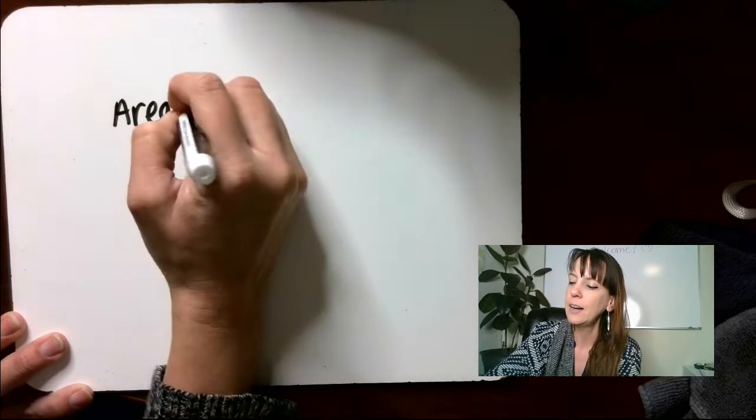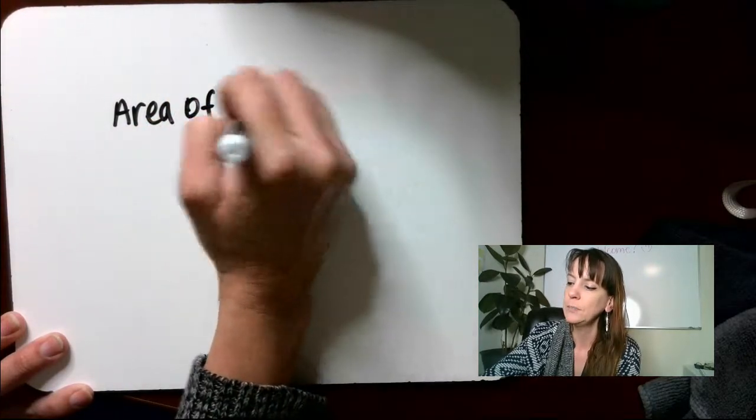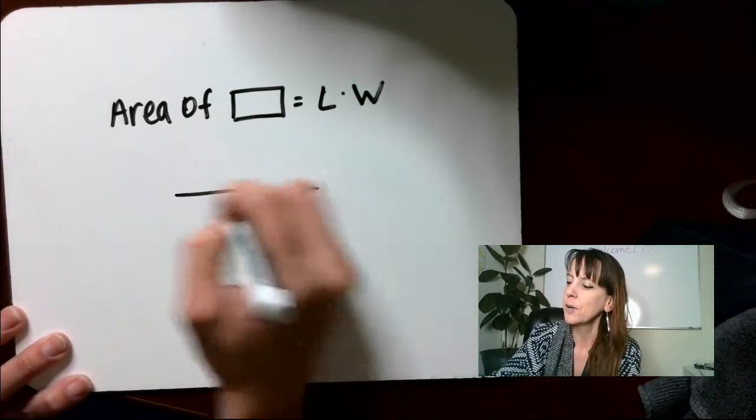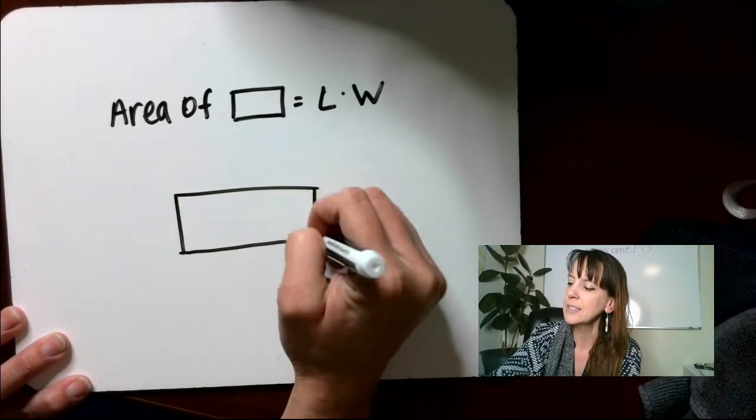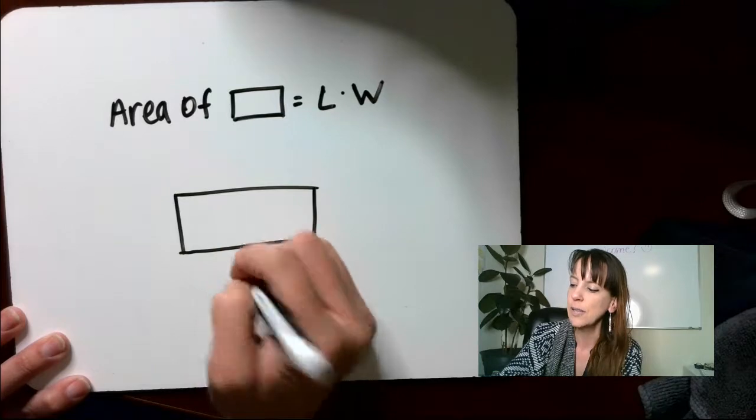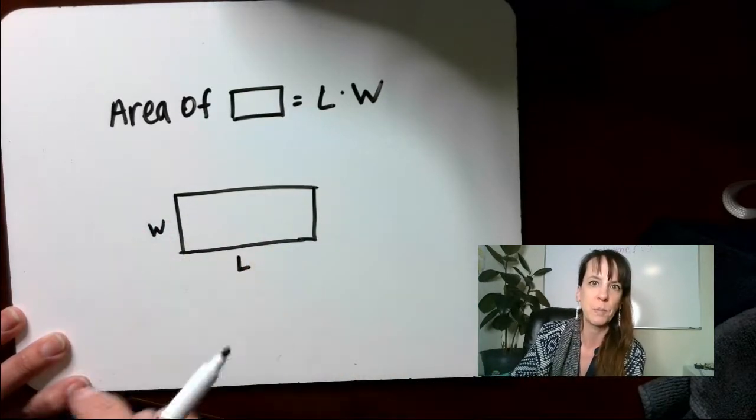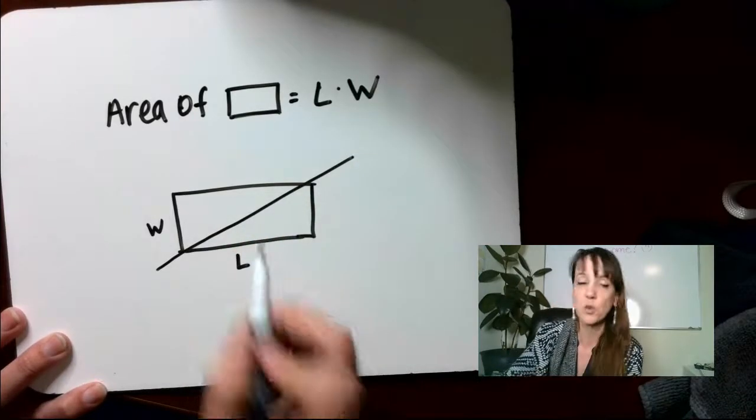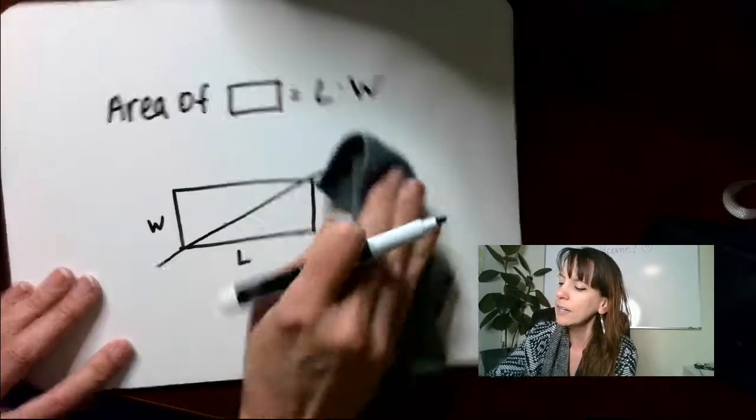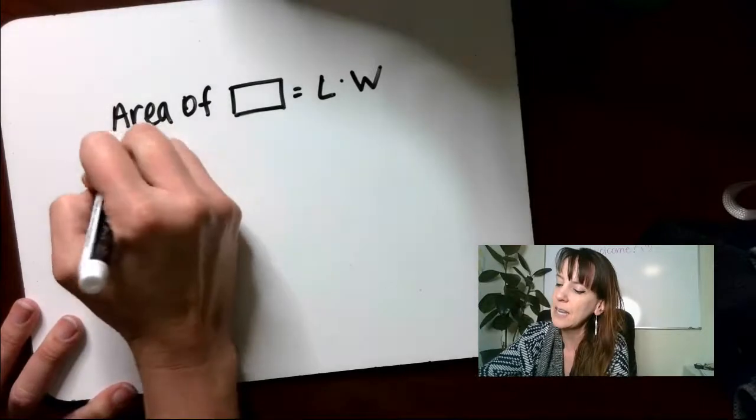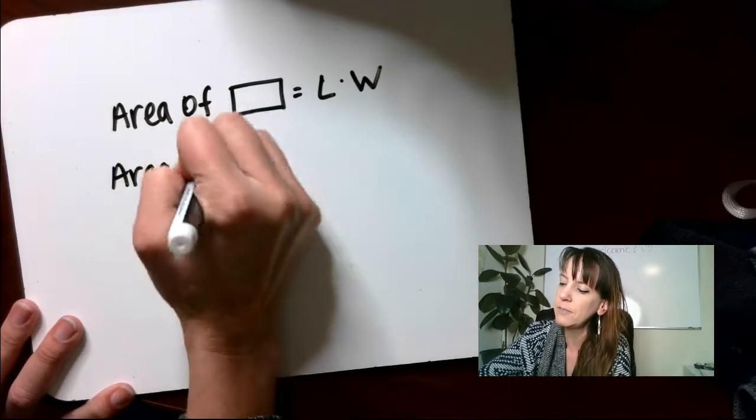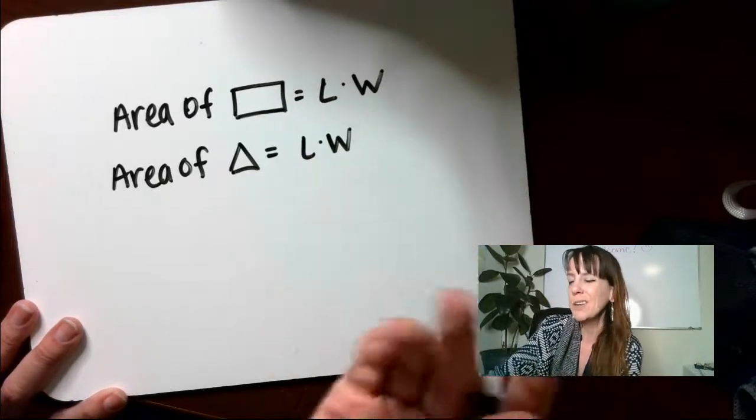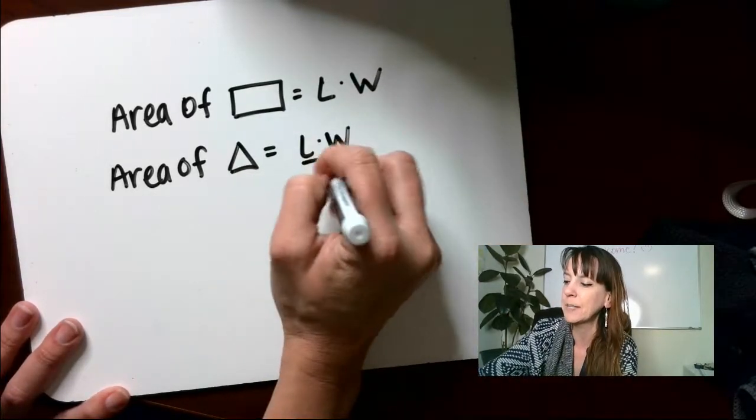The area of a rectangle equals length times width, right? We talked about this. So this is our rectangle, and you can do length here, width here, it doesn't matter, either one, you can swap them around. But as I showed you in class, if I cut this in half, I have a triangle, right? So the area of a triangle is length times width divided by 2, or you can even call it base times height divided by 2.